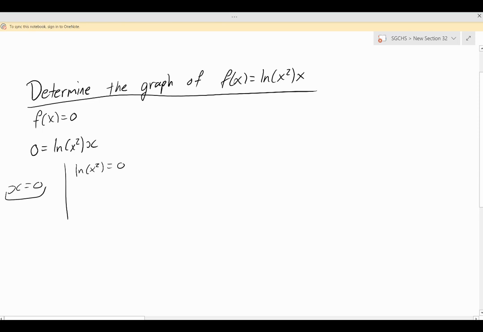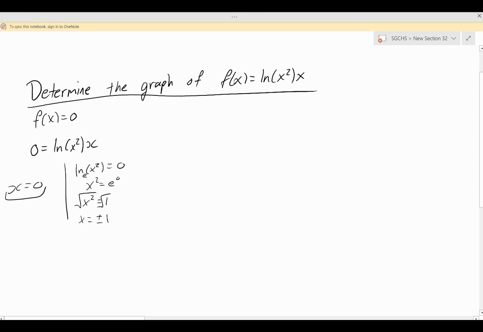And then here we are going to take x squared and make it e to the power of 0, because remember, that's what the natural log is. So now we have x squared equals e to the power of 0, and anything to the power of 0 is 1. We're going to introduce a square root symbol, and remember, anytime you introduce a square root symbol, you have to take the positive and negative value. So x equals positive and negative 1.